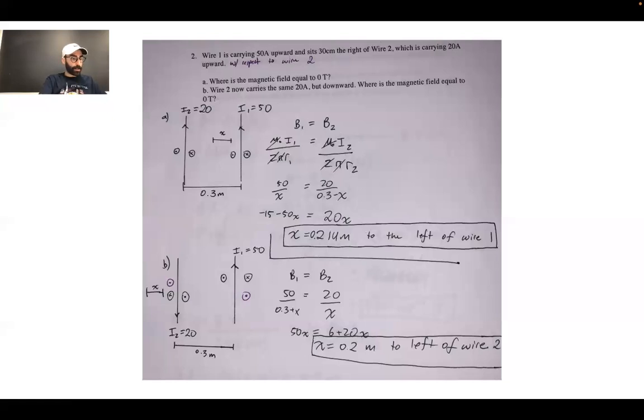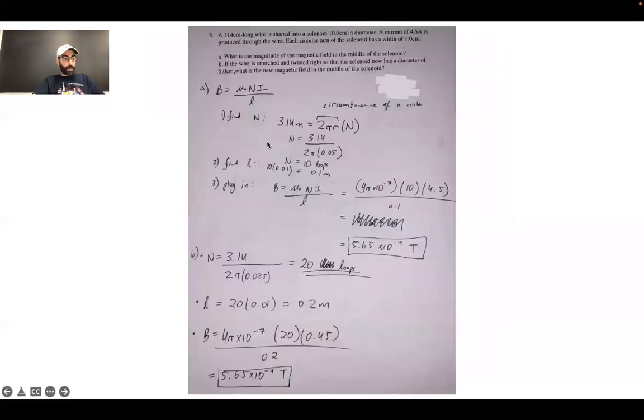Okay, let's move on to question number 3. And this is our solenoid question. And again, this is demonstrating a principle of solenoids. So here we have a 314 centimeter long wire shaped in a solenoid with a 10 centimeter diameter. The current is 4.5 amps, produced through the wire. Each circular turn of the solenoid has a width of 1 centimeter. So the first thing we're asked is, what is the magnitude of the magnetic field of the solenoid?